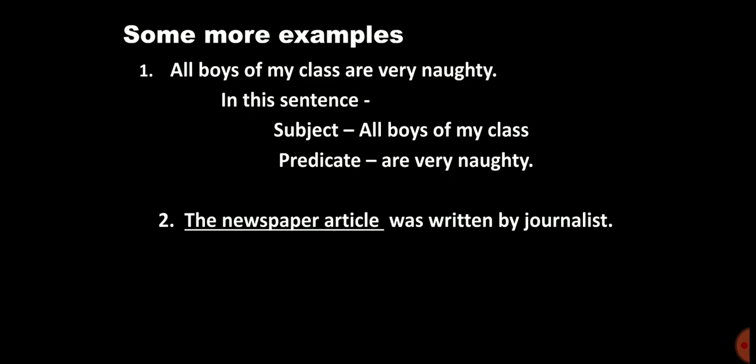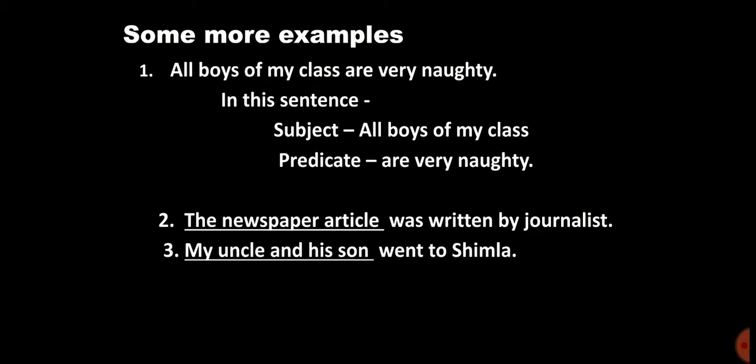Second sentence, the newspaper article was written by a journalist. In this sentence, the subject is the newspaper article and the rest of the words, was written by a journalist, is the predicate. Third sentence, my uncle and his son went to Simla. So, in this sentence also we are talking about my uncle and his son. So, my uncle and his son is the subject. And what are we saying about them? That they went to Simla. So, went to Simla is the predicate.